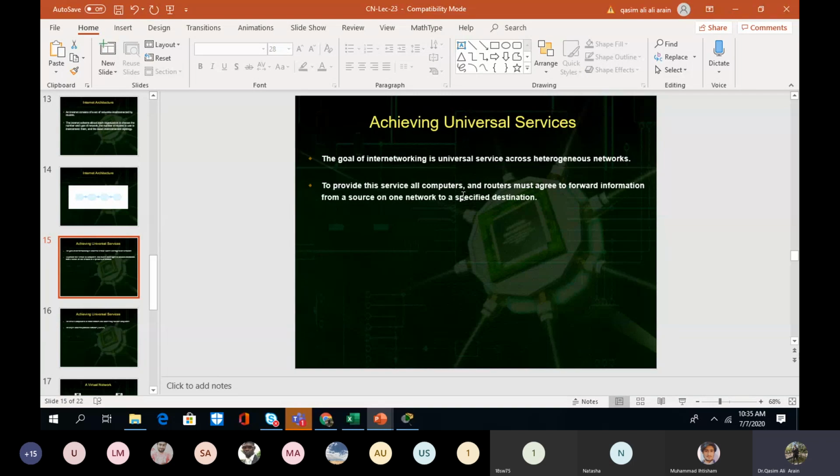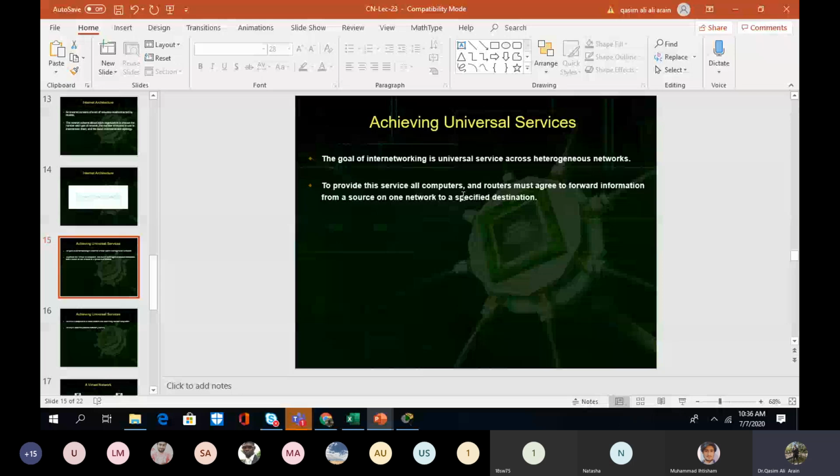To provide this service, all computers and routers must agree to forward information from a source on one network to a specific destination. The same thing that I have told you previously, that all routers have to agree upon the same protocol. देखिए मैंने आपको स्टार्टिंग में एक चीज बताई थी, when you communicate over a network you have to follow certain set of protocols. अगर आपके protocols follow नहीं हो रहे you cannot communicate.